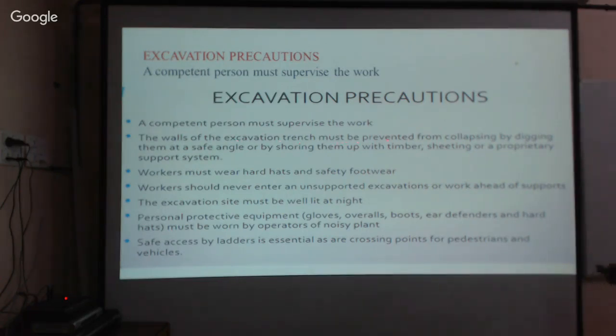The walls of the excavation trench must be prevented from collapsing by digging them at a safe angle, or by shoring them up with timber, sheeting, or a proprietary support system. We must take precautions to support the earth so it does not collapse into the excavation trench. Workers must wear hard hats and safety footwear. Workers should never enter an unsupported excavation or work ahead of supports. The excavation site must be well lit at night. Personal protective equipment, clothes, goggles, boots, ear defenders, and hard hats must be worn by operators of noisy plant. Safe access by ladders is essential, as is a crossing point for pedestrians and vehicles.